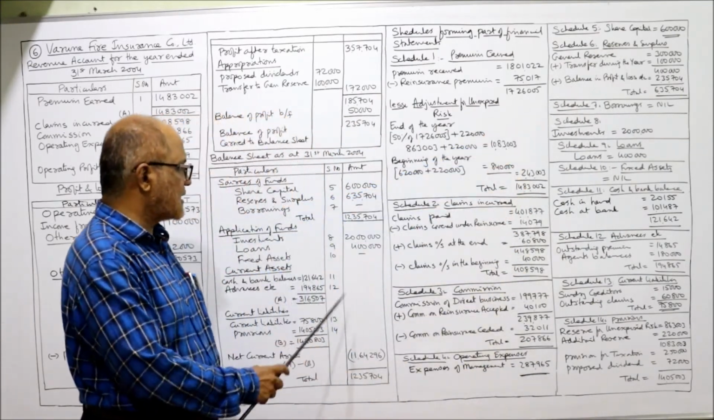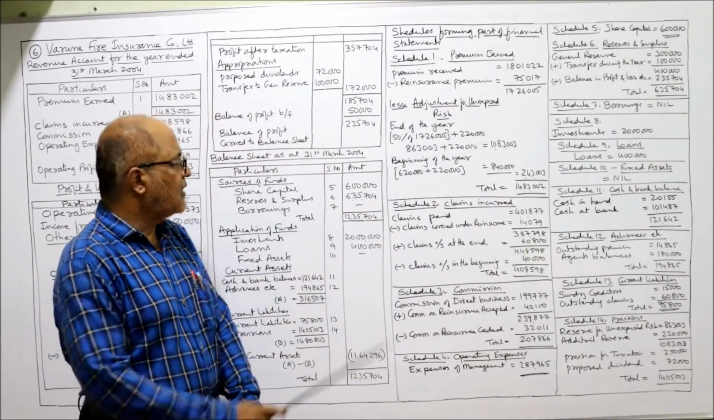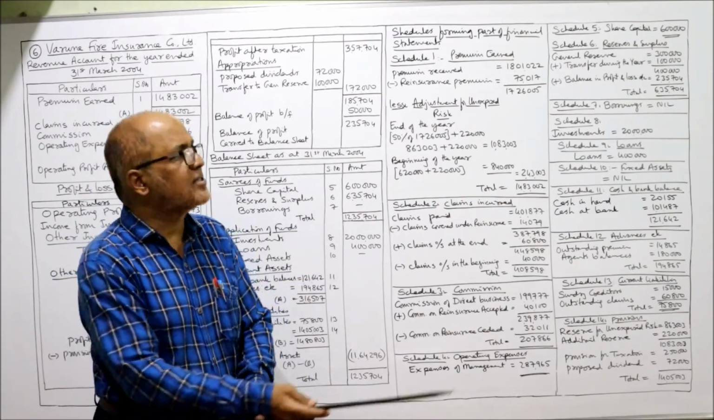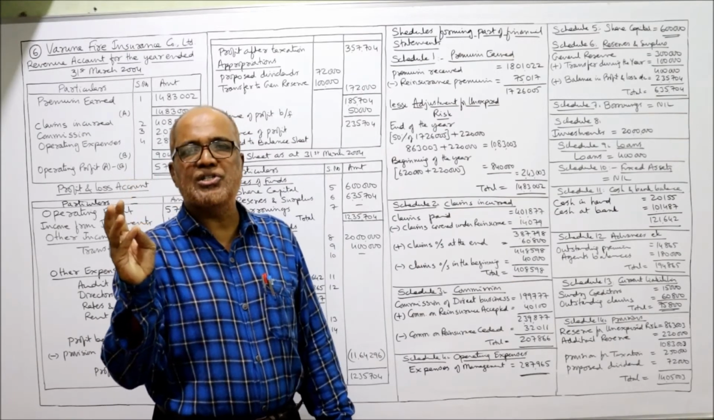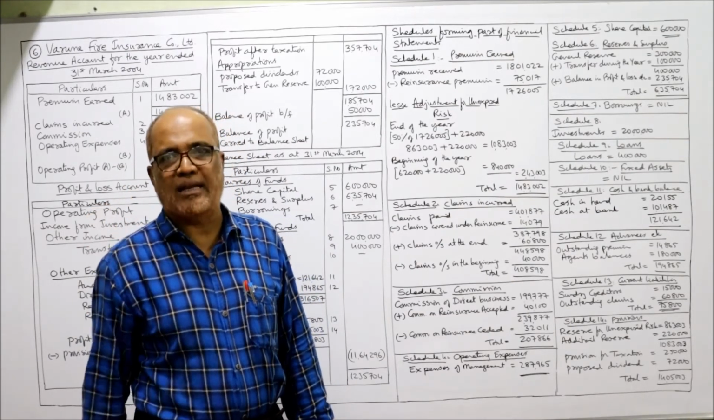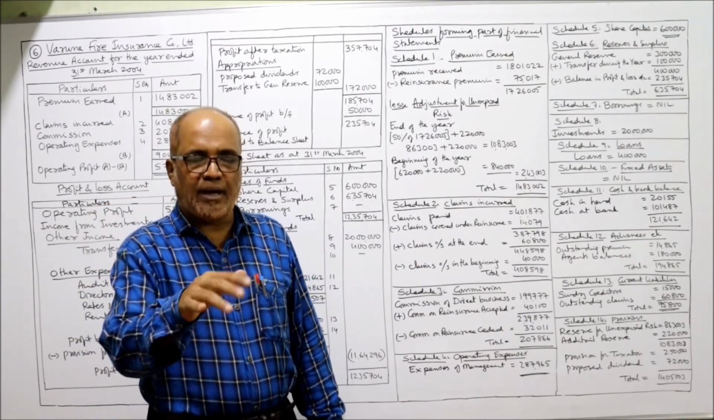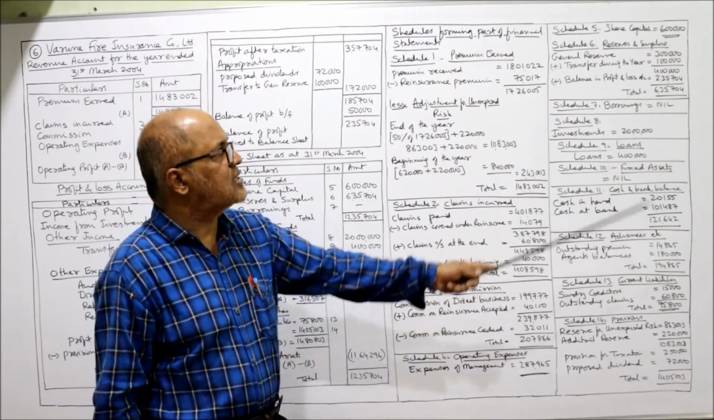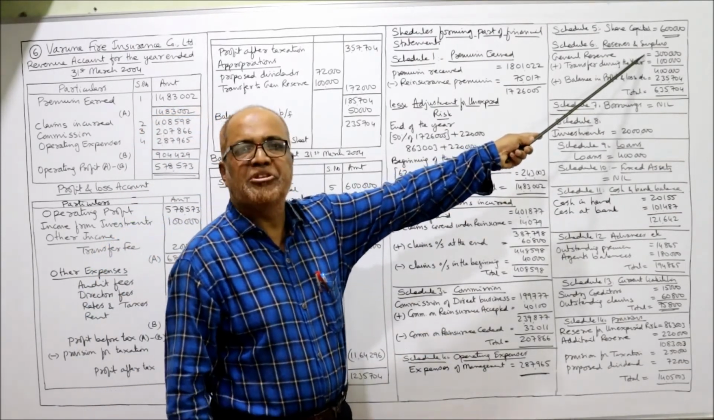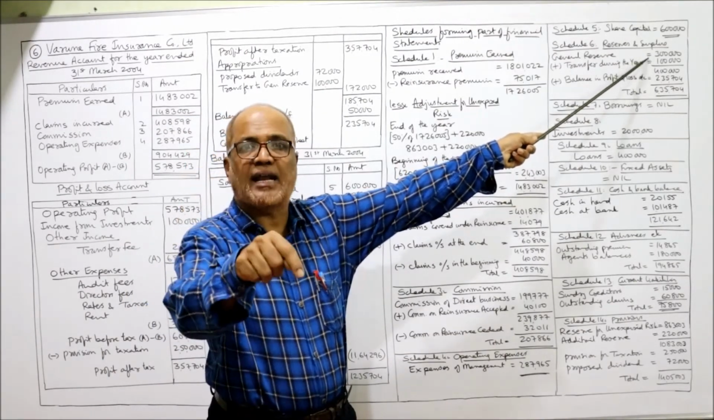So I have taken 6 lakh rupees share capital. Then schedule number 6, reserves and surplus. In reserves and surplus we take general reserve and profit and loss account balance. Earlier, according to the problem, in the trial balance, general reserve of 3 lakh rupees is already given.